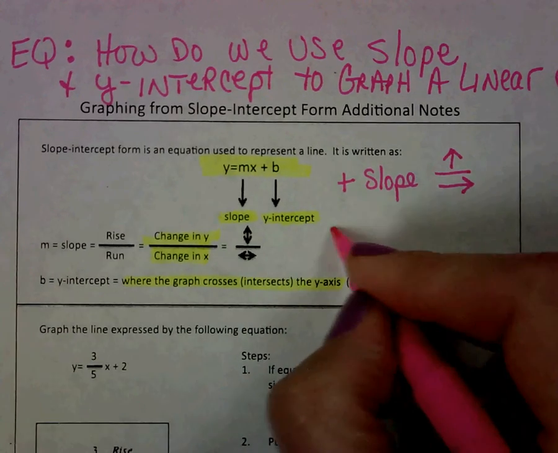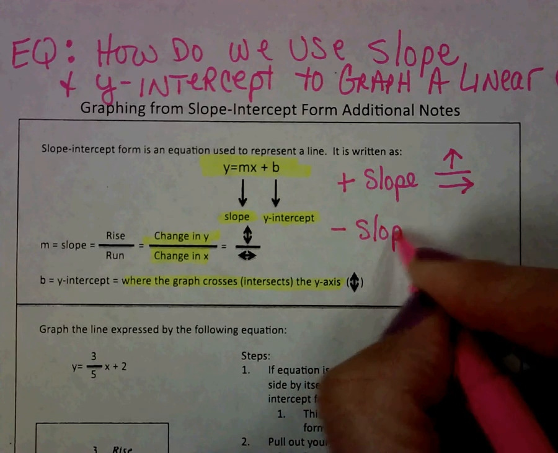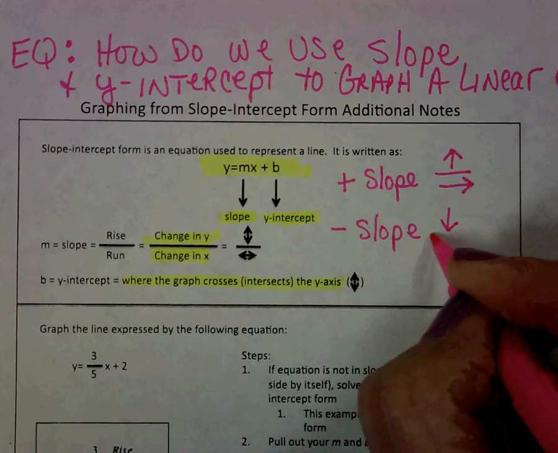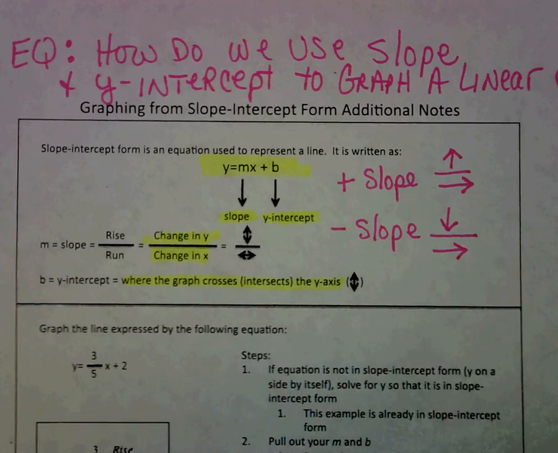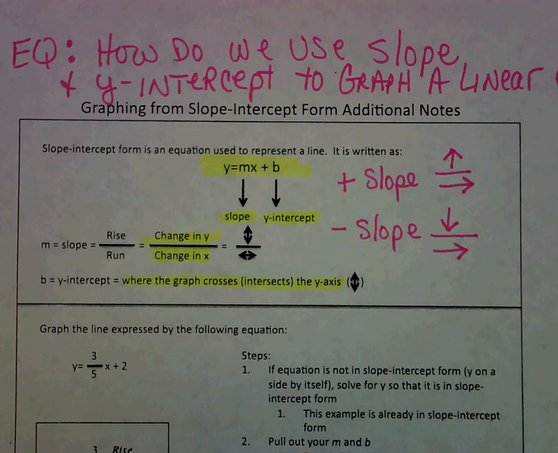If your slope is negative, I want you to go down and right. Notice every time I'm asking you to go right to begin with. This just helps us get our graph going. We have to make less decisions on which way to move.